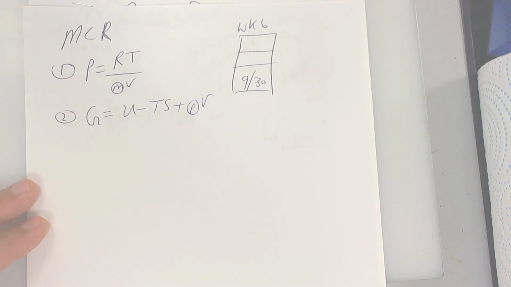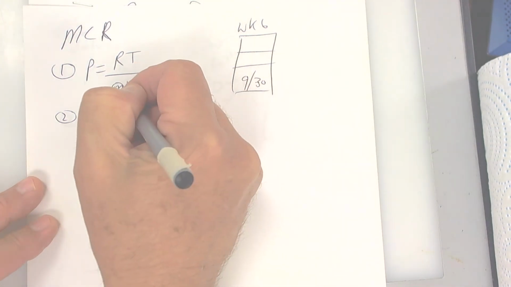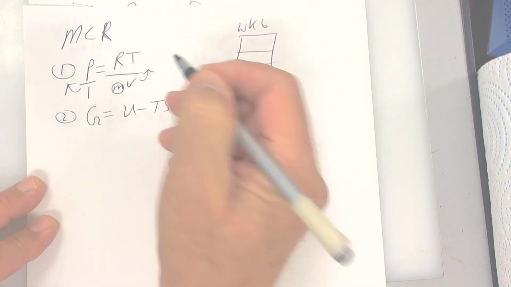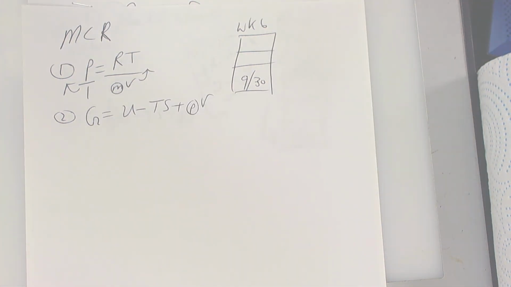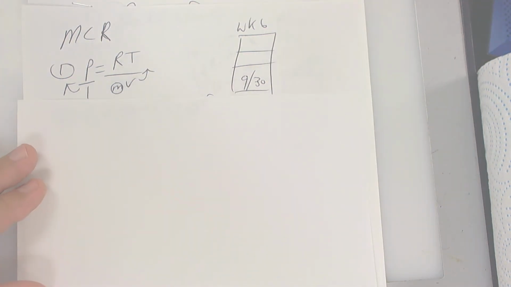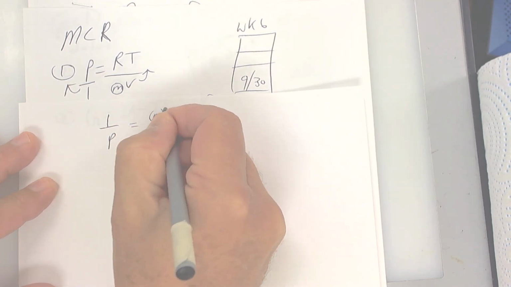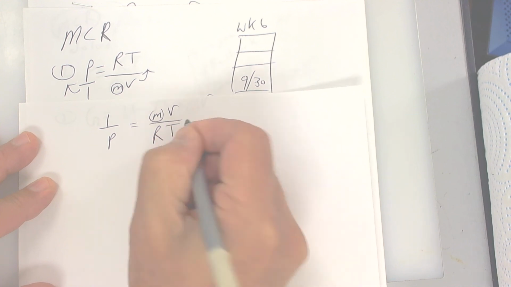All right, let's take a look here. What we're trying to do is get m by itself. Well, here, m is on the bottom, so put a 1 under here, and then flip both of those. Now I'm going to use a new sheet of paper here. When you do, you're going to get 1 over p equals mv over rt.